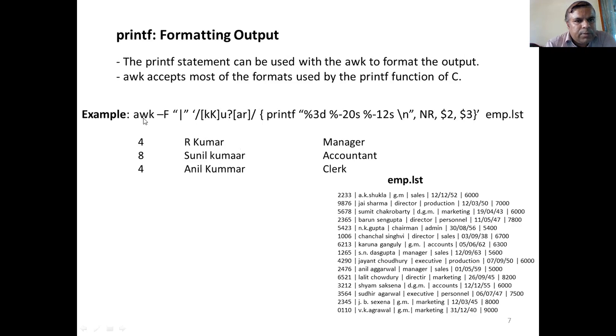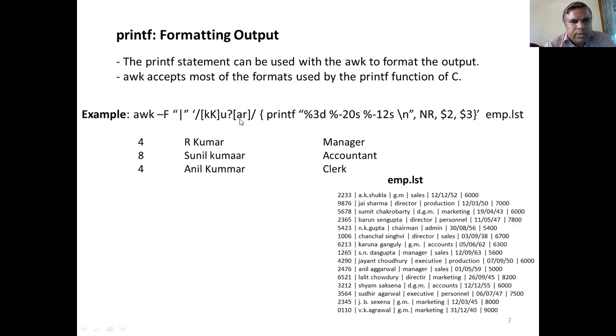The command name is awk -F, field separator. The field separator is a vertical bar enclosed in double quotes. Then the pattern. We want to match a pattern that contains either small k or capital K, so to match either one, enclose them in the bracket metacharacter. Then this is followed by the letter U. The question mark indicates 0 or 1 occurrence of the preceding character U. There may be a U or there may not be a U.